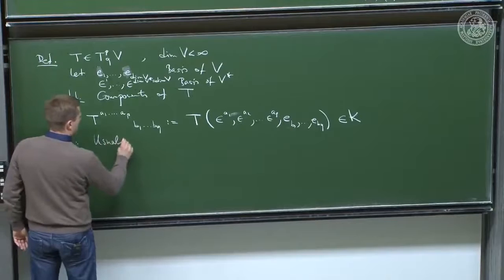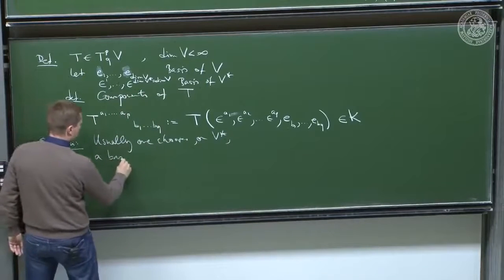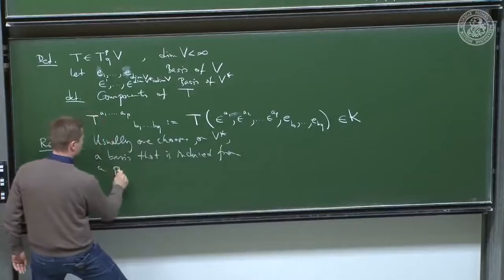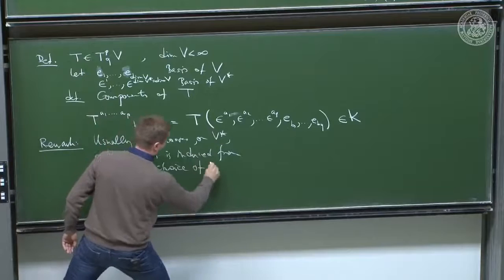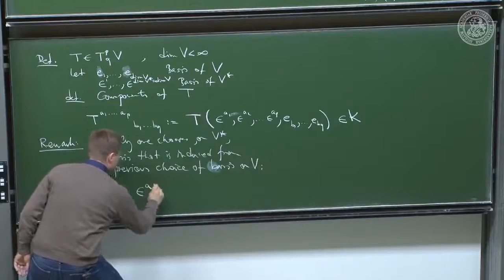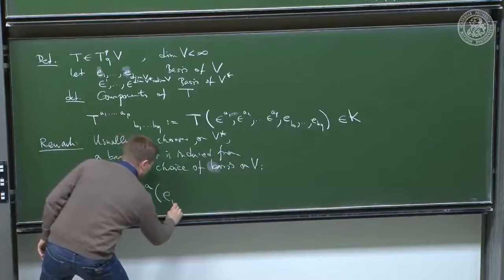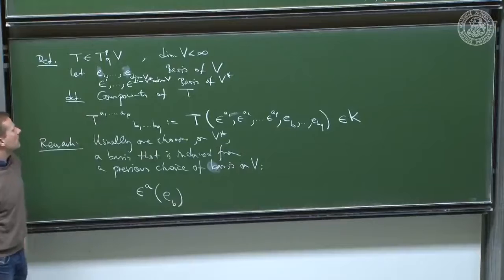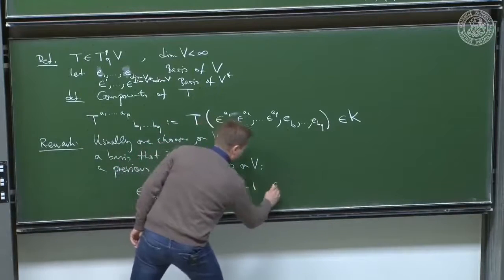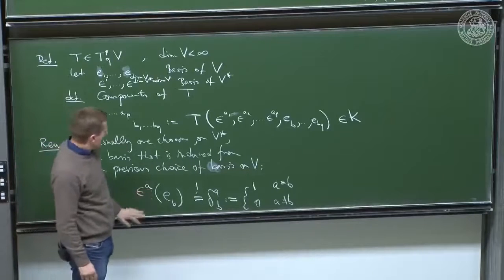But usually one chooses on V star a basis that is induced from a previous choice of basis on V. By what condition? By the condition that the eighth basis vector of V star is a covector, right? As a covector, it can eat a vector. For instance, it can eat the bth vector of the basis of V, and you require that this be delta AB, where delta AB is just a symbol that's 1 if A equals B, and 0 if A is not B. And this is a linear relation, and it has a unique solution.